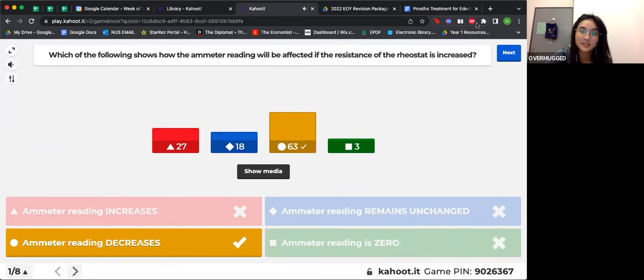Okay guys, essentially their question is just asking what happens if I increase the resistance of the rheostat. Remember, resistance is inversely related to current. So if you increase the resistance, you will decrease the current. So the ammeter reading decreases. Okay, great.